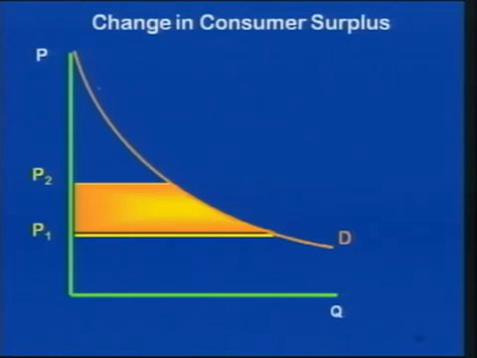And obviously, if you lowered the price, if you started at P2 and went down to P1, this would be the monetary value of the gain to consumers of dropping the price.